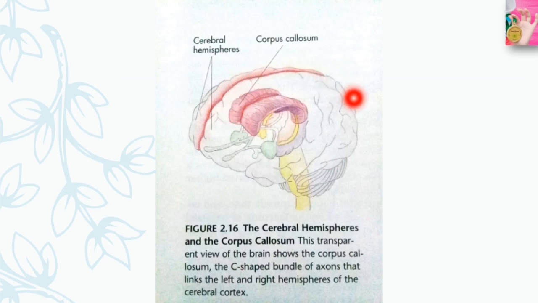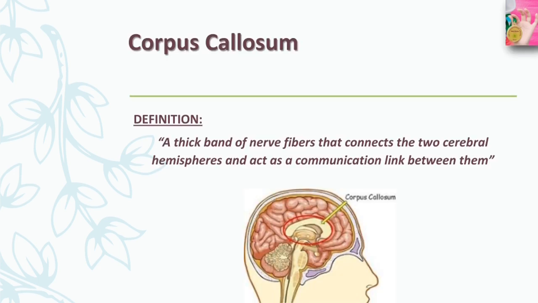I have included a picture which I found very useful. This is a transparent view of the brain, which shows the corpus callosum, the C-shaped bundle of axons that link the left and right hemispheres. You can see the cerebral hemispheres, and then you can see the corpus callosum. A corpus callosum is basically a thick band of nerve fibers that connect the two cerebral hemispheres and act as a communication link between them.